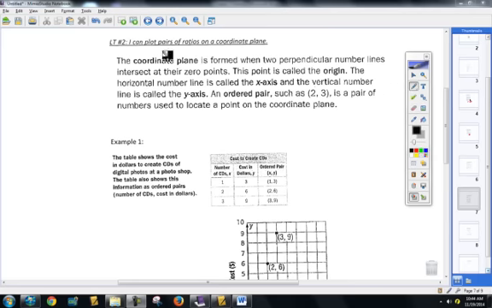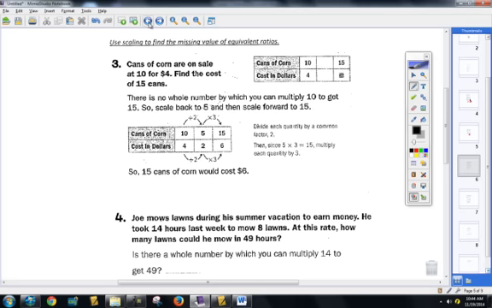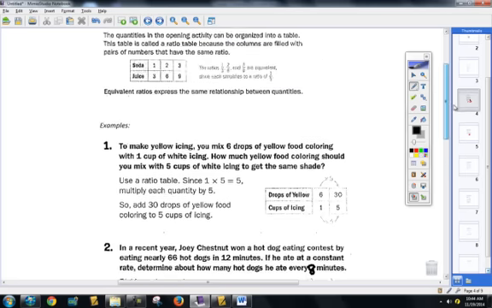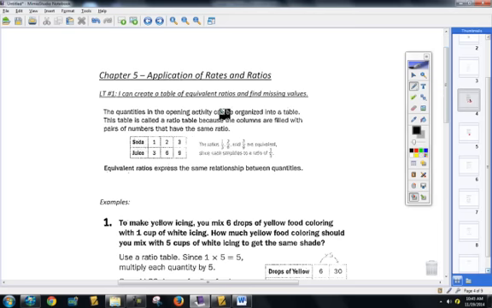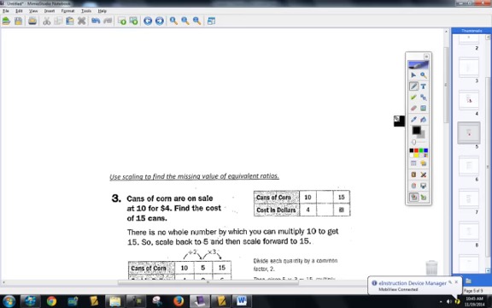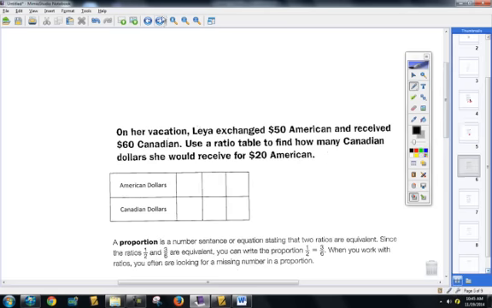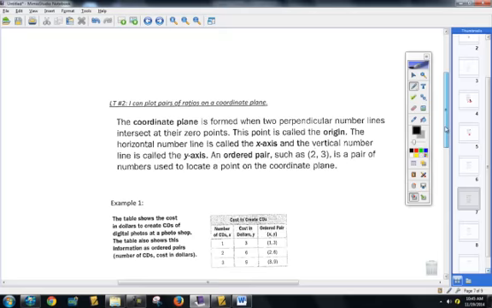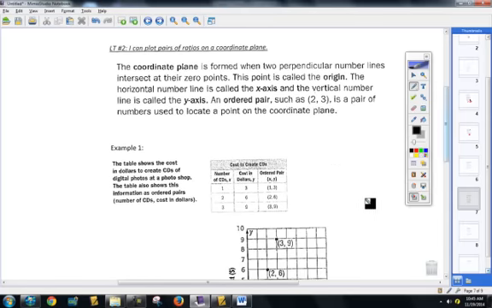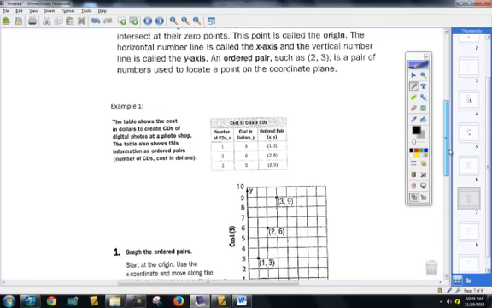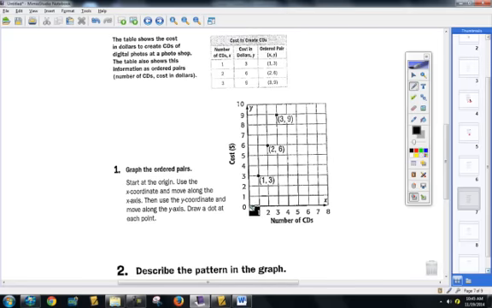We've already done Learning Target 1, which was creating ratio tables of equivalent ratios and then finding missing values. Remember when we scaled back and forward and that kind of thing. Now we're going to take that information from our table and begin to plot these on a coordinate plane. The good news is we've already done coordinate planes, so this should not be a difficult thing.